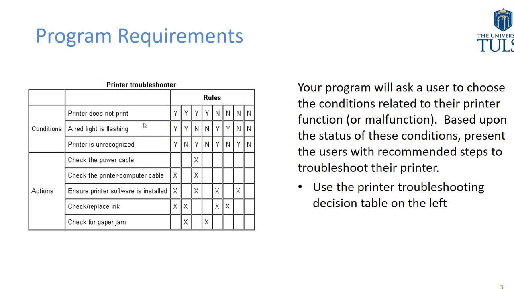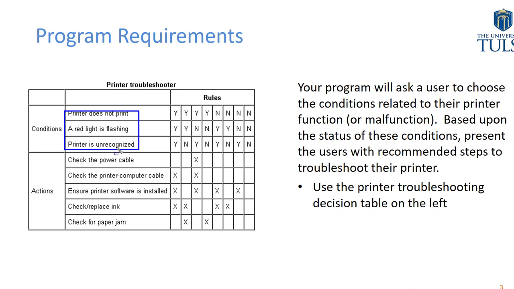If you remember, this particular printer troubleshooter decision table was one that we used when we did our own hands-on drawing of flowcharts. What we're going to do is write a program that asks the user to choose from these three conditions. The user selection part is going to be somewhere right here. They're going to have three choices: whether the printer prints or not, whether there's a red light flashing, or whether the printer is recognized or not.